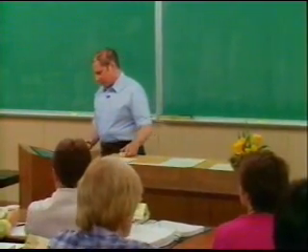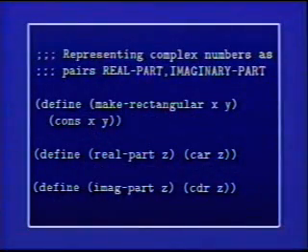George can say, we'll implement a complex number simply as a pair that has the real part and an imaginary part. So if I want to make a complex number with a certain real part and an imaginary part, I'll just use cons to form a pair, and that's George's representation of a complex number. So if I want to get out the real part of something, I just extract the car, the first part. If I want to get the imaginary part, I extract the cdr.